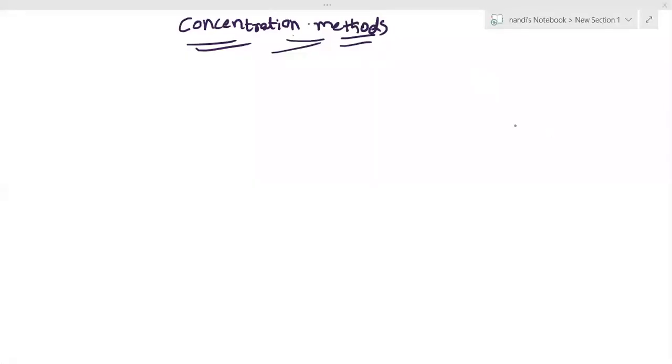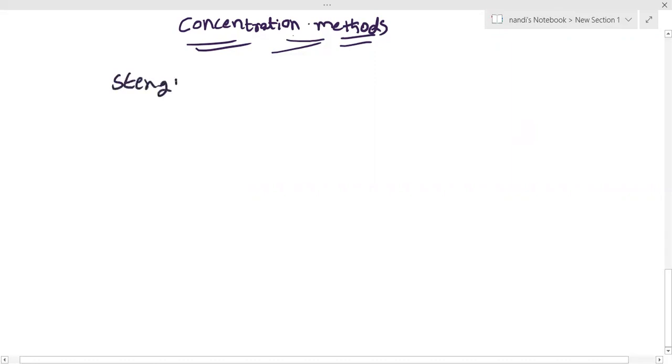Today we are going to discuss concentration methods. In the last video we already discussed W by W percent, V by V percent, and W by V percent. Today we are going to discuss the next method, strength of solution. I'm writing the shortcut SS. Strength of solution is one of the concentration methods.